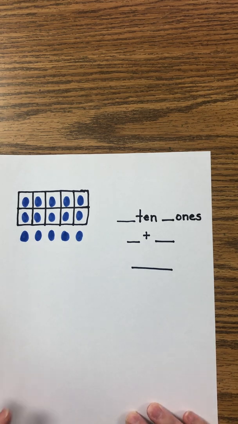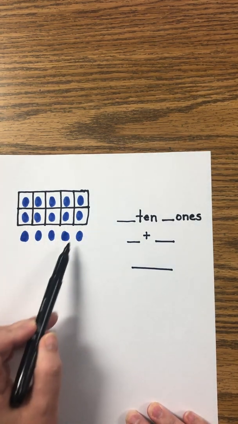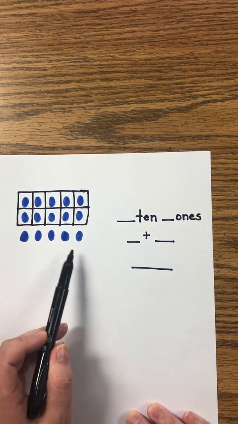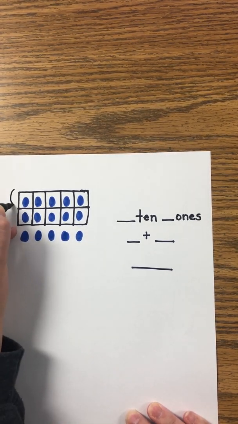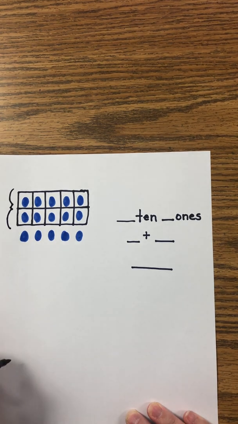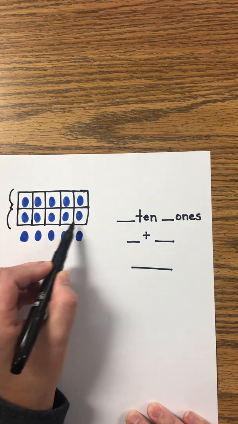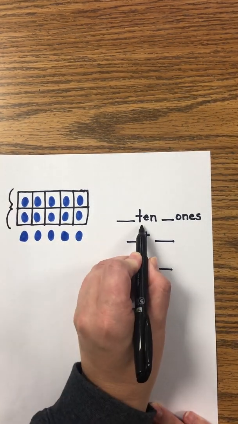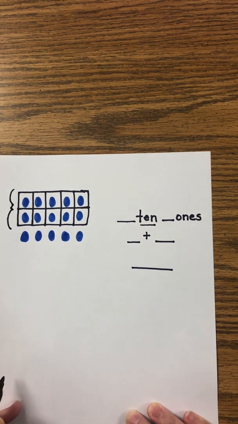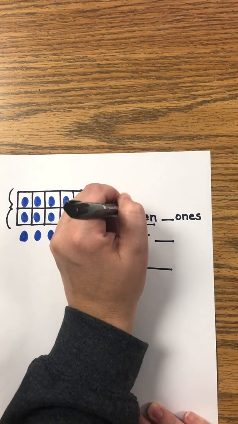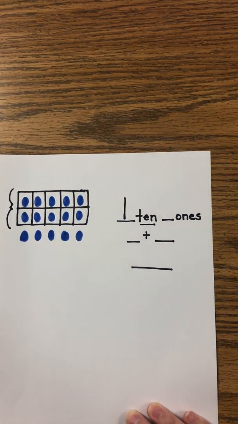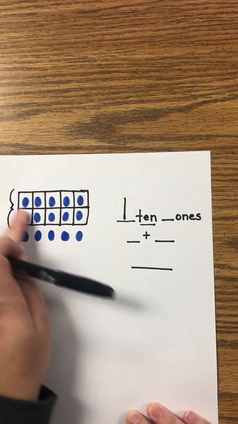I have our tens frame here, and I already have our counters in place. Now, if I look at this, I'm going to know that this right here is my 10 because it is a tens frame. So how many tens frames do I have? Because it's asking, how many tens? There's 1. 1 tens frame that's completely filled up. So I'm going to write 1 ten because there's 1 ten.